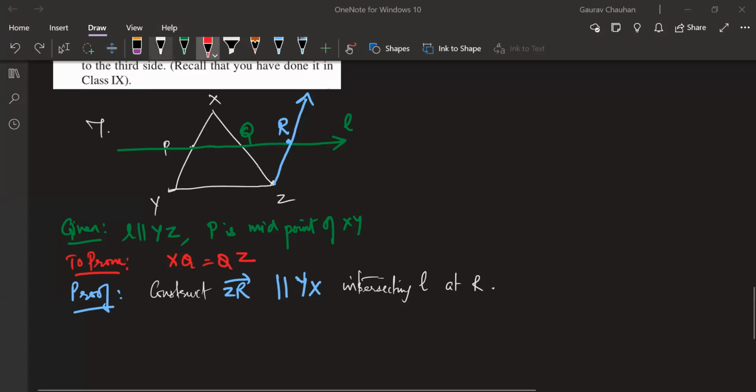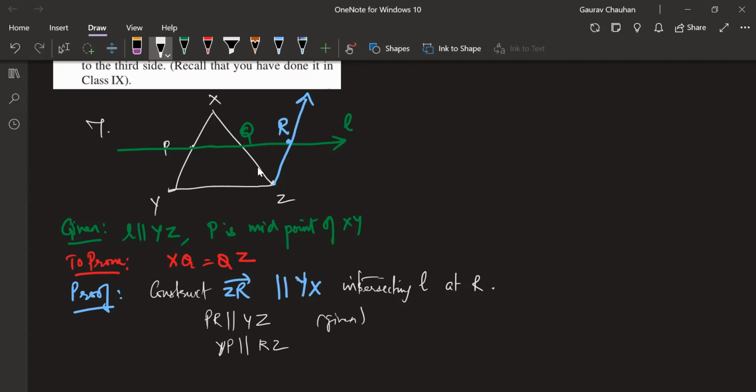Okay, cool. Let's continue. Yeah, you were saying, Riza. Yes, sir. Now we know that they have already given that line L is parallel to YZ, no, sir. So we can say PR is parallel to YZ. And by our construction, we can say XY is parallel to RZ. We have constructed, no, sir. And P is part of XY. So we can say PY is parallel to RZ, sir.